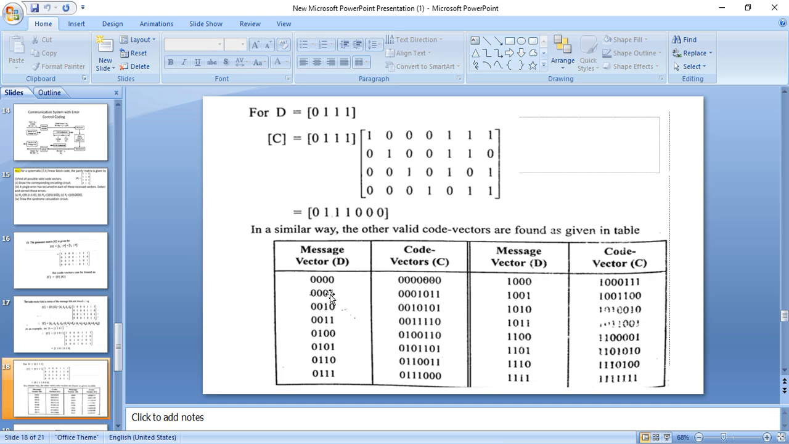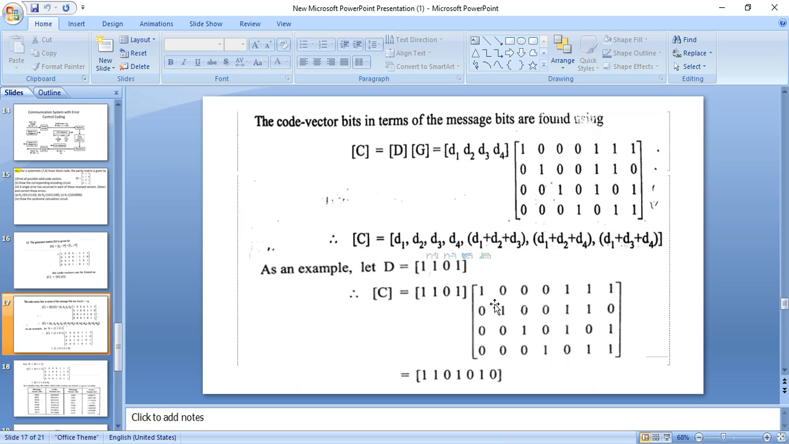You can take any bits, starting from 0, 0, 0, 0 to 1, 1, 1, 1. What I have taken here, 1, 1, 0, 1, is the message bit, 4 bits in a message vector. It must be multiplied with the generator matrix G. If you multiply this way, you will get 1, 1, 0, 1, 0, 1, 0 for this message bit. So what is this? It is a code vector generated from the channel encoder.